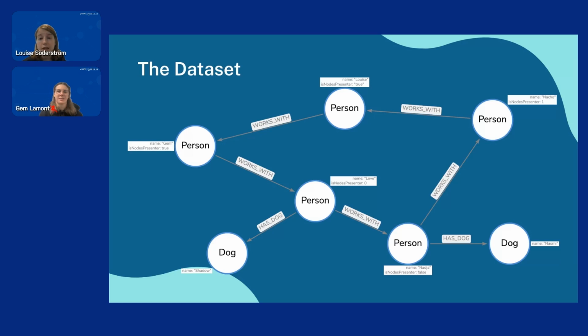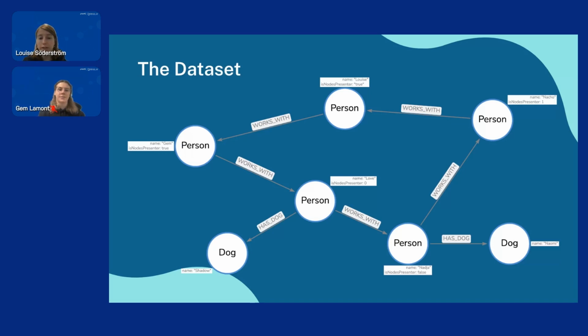Each person has 2 properties, a name and isNodePresenter, while the dogs only have the name property. And as you might see, even if it's a bit small here, the isNodePresenter data is a bit of a mess. Some of it is strings, and some of it is Boolean, and some of it is integer, and sometimes it doesn't exist. So you can see, for example, that Gem has isNodePresenter with the Boolean true, while I have it with the string true in this data set.